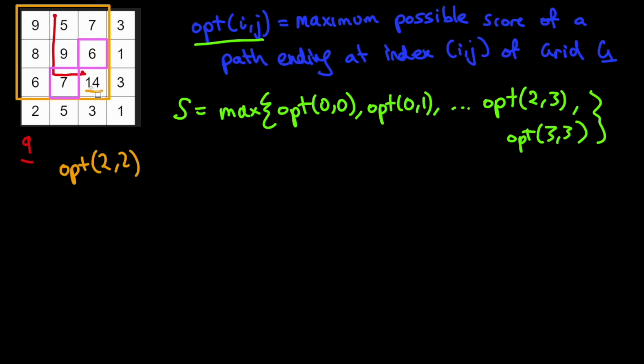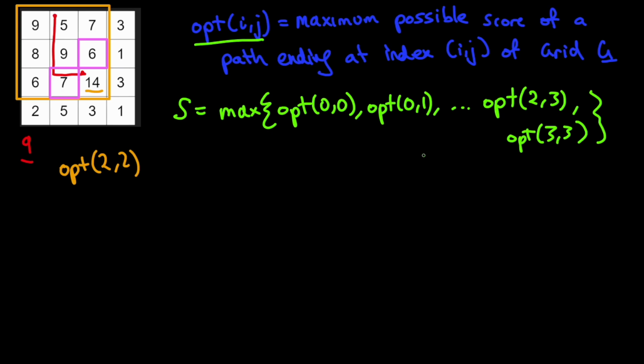I've highlighted those two squares in pink. Where does this observation leave us with our opt22 definition? Well, opt22, again, is the maximum possible score of a path ending at the grid index 22 of our grid. And this path must have come from either to the left or above grid index 22. And again, at either one of these neighboring cells, we'd be able to identify a maximum possible score of some path ending at either one of these cells.